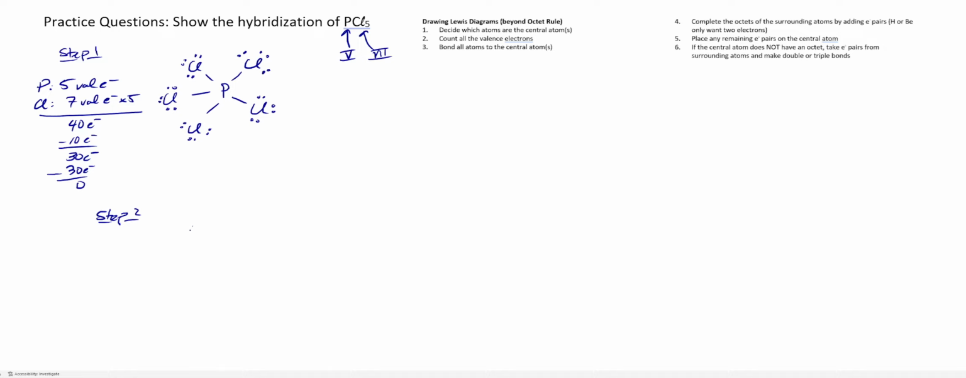Now I go to step 2, and step 2 is drawing out the valence shells. So we go to phosphorus, apologies. Phosphorus is in the 3rd period, so I have 3s, and I've got 2, and then I've got 3p, 1, 2, 3. Chlorine, and recall there's going to be 5 of these, is also in the 3rd period, so it has 3s and 3p. So we have one p orbital that needs to share an electron with another orbital.